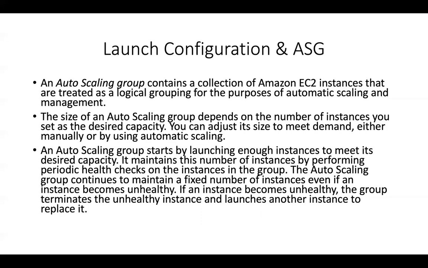So then which launch configuration is it going to use? The same launch configuration that you associated with the auto scaling group. But at all points of time, the auto scaling group will maintain the desired capacity. So if you mention 4 EC2 instances to be your desired capacity, it is always going to try to maintain those 4 EC2 instances. And again, where does this auto scaling group find out whether an instance is healthy or not?